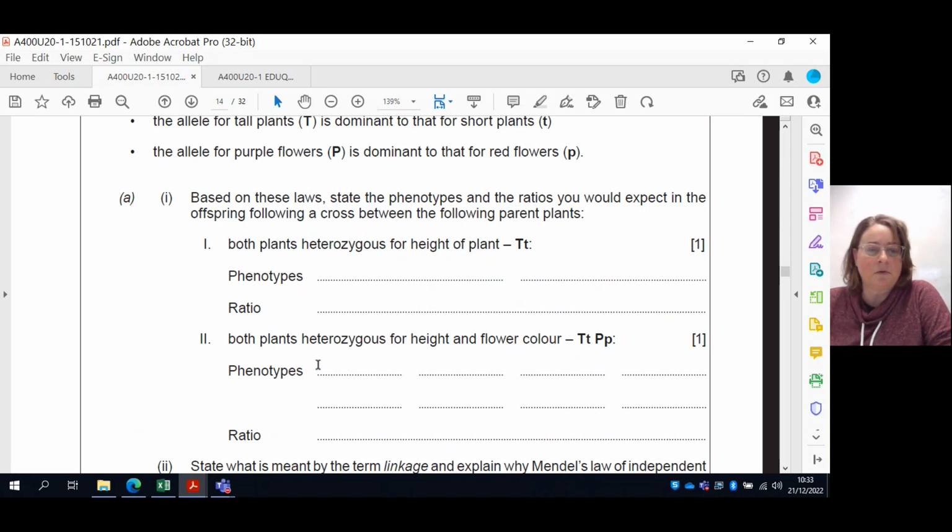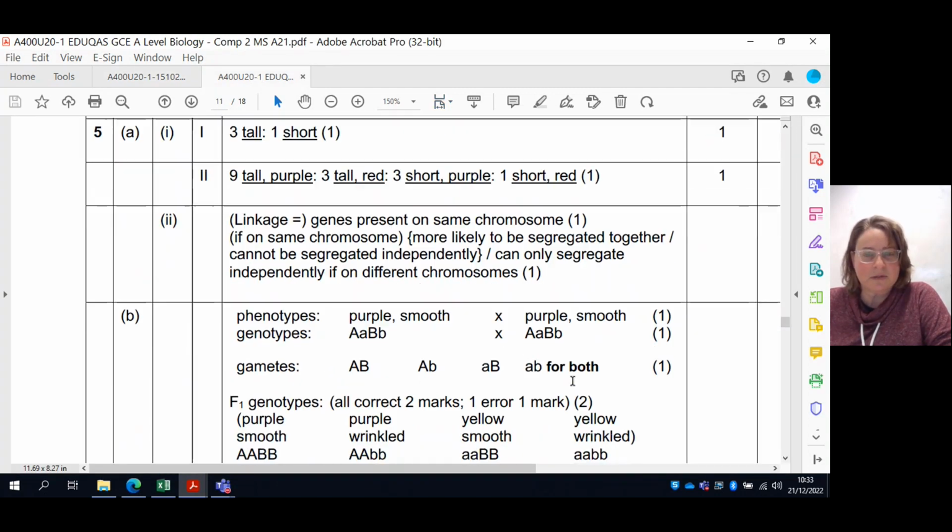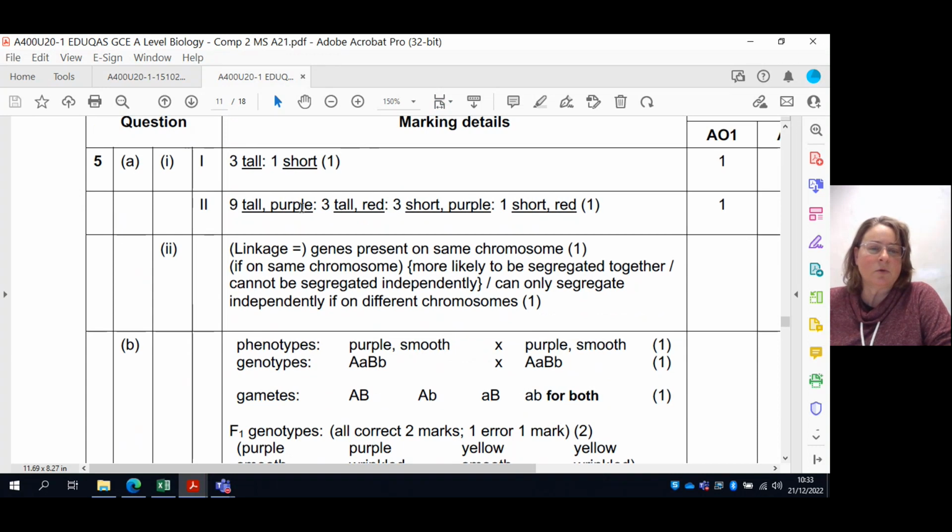But this is just thinking through, how many tall purple would you get if you were to have that combination of the capital T and the capital P? How many tall and red would you have, capital T and lowercase p? Going through your 4 different combinations, and then obviously the 2 recessive alleles would give you the lowest frequency here. So your 9 tall and purple, 3 tall and red, 3 short and purple, and the 1 short and red. This is the typical ratio that you would be getting.